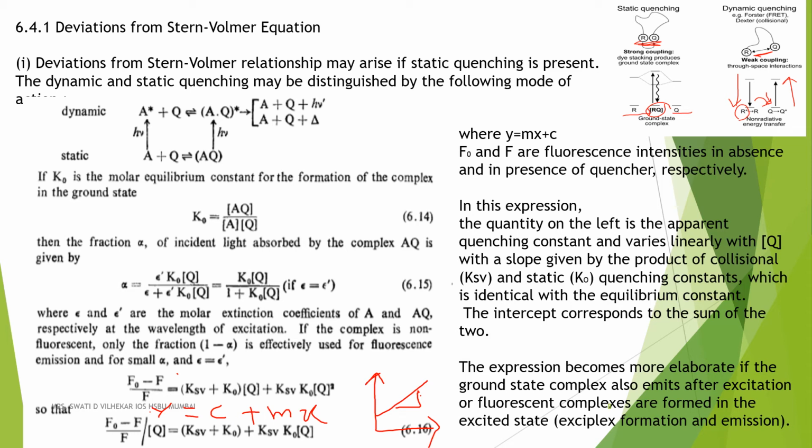Now, if the complex formed is non-fluorescent, that is, A plus Q forms a complex giving off heat energy and the complex is not fluorescent, then only the fraction 1 minus alpha is absorbed and used for fluorescence emission. And for small alpha and epsilon equal to epsilon dash, the fluorescent intensity in the presence of quencher will be less than the fluorescence intensity in the absence of quencher.